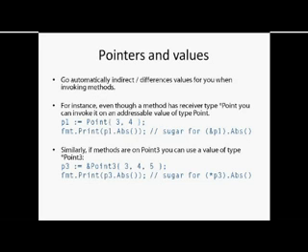Pointers and values. Go automatically indirects or dereferences values for you when invoking methods. For instance, even though a method has receiver type *Point, you can invoke it on an addressable value of type Point. Similarly, if methods are on Point, you can use a value of type *Point.